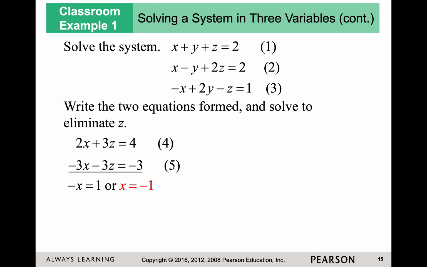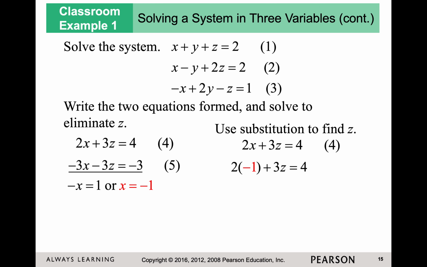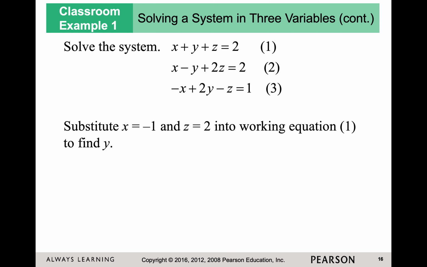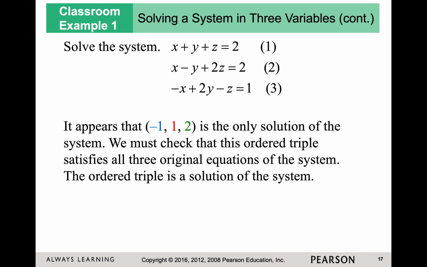I'm going to add them together so z is canceled out, so I get that x equals -1. Once I know that x equals -1, I can substitute back in 4, not the original equations, back in 4, and that gives me z is 2. Now that I know x and z, I can plug it back into the working equation number 1. This is a lot of steps. Pause the video, rewind it, and take a second watch on it.